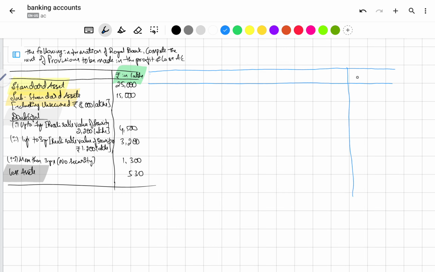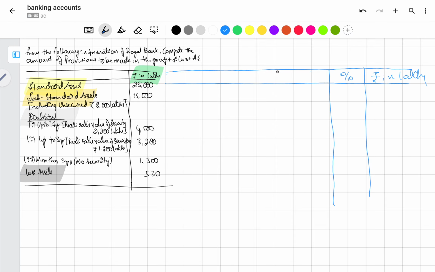Amount, rupees in lakhs. Then what we have is the percentage of provision to be charged. Then we need to showcase the outstanding amount. Instead of amount you can even call it balance, so I'll write outstanding balance. Then we have particulars.